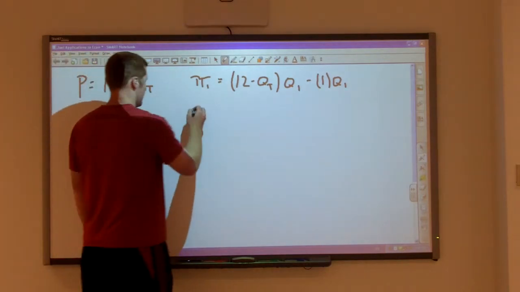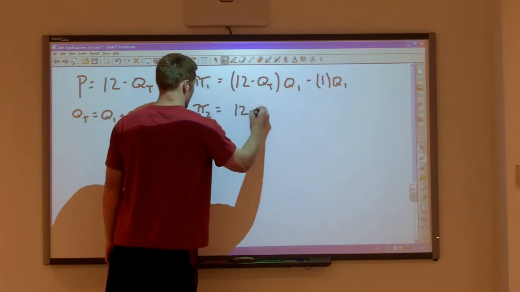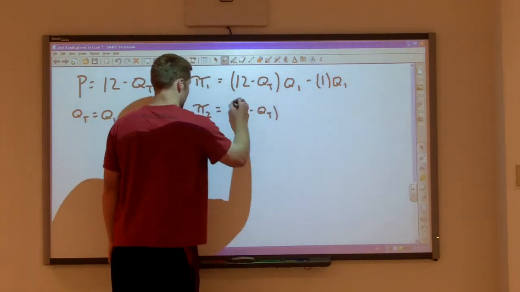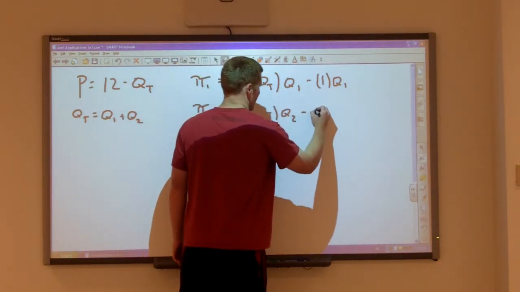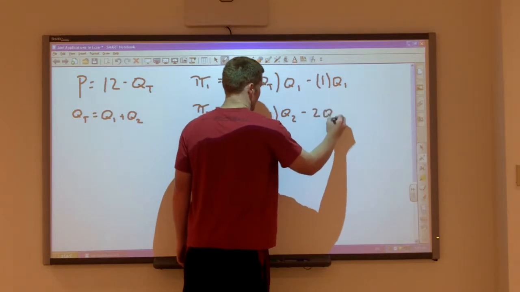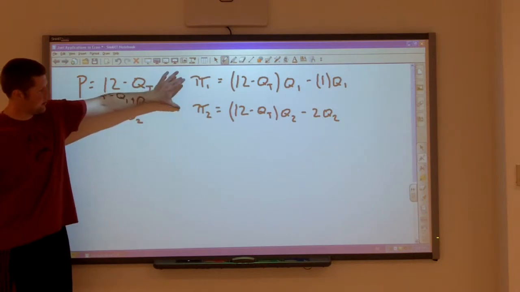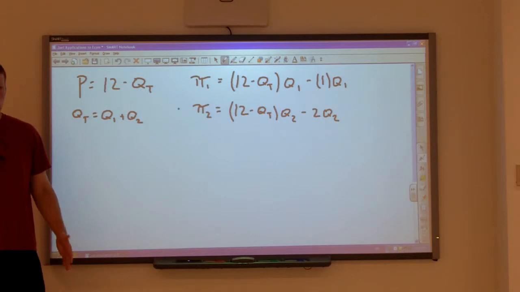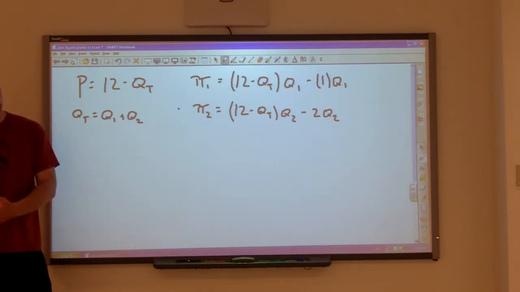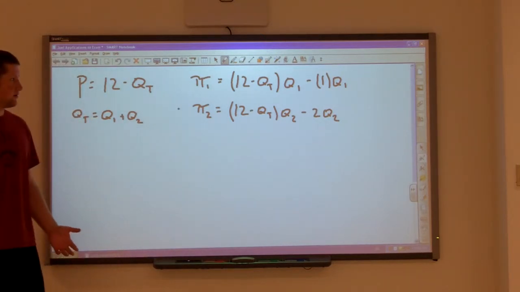Similarly, the profit of firm number 2 is the price times the quantity produced by firm 2 minus firm 2's marginal cost times the quantity it produces. So these are our two profit functions, and we want to maximize them with respect to each other. We want to know what firm 1 is going to produce given what firm 2 produces, and what firm 2 is going to produce given what firm 1 produces, and we're going to find the market equilibrium. So let's do that.